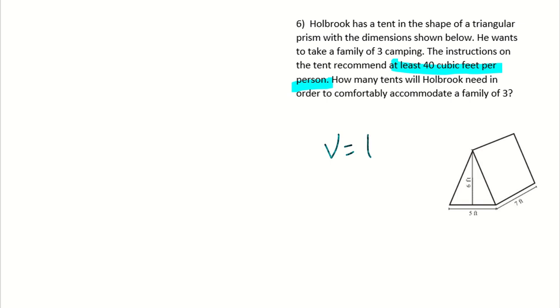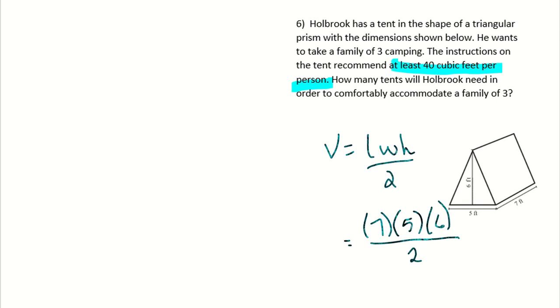Volume, and it's a triangular prism, so you know you're going to do length times width times height divided by 2, which is 7 times 5 times 6 divided by 2. Well, 7 times 5 is 35, times 6 is 210, and 210 divided by 2 is 105. Okay, Holbrook's tent, that one tent, is 105 feet cubed.